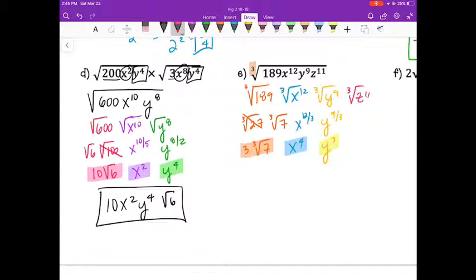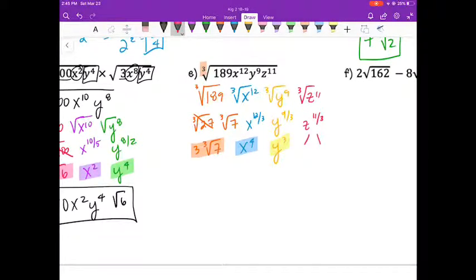Cubed root of z to the 11th, there's a couple different ways that we can think about this. Z to the 11/3 is great, but we can also say, well, that's z to the 9/3, which is going to break out of jail since 9 divided by 3 is just a whole number. And then all of our leftovers. So if I took out 9/3 and I'm supposed to have 11/3, that means I've got 2/3 left over. So this z to the 9/3, we said changes to z cubed, and then z to the 2/3, that's going to go back inside jail. So that's the cubed root of z squared.